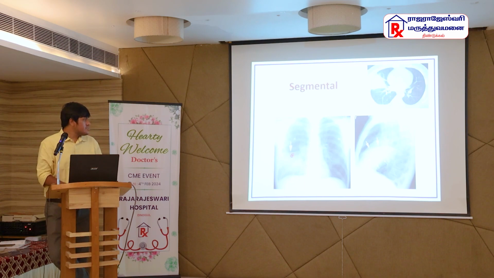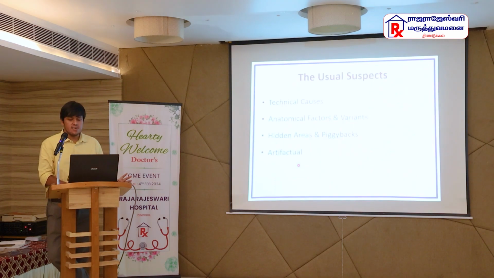The next pattern is segmental. The opacities could involve a particular lung segment alone. That could be seen like this in pneumonias, or in segmental collapses, or in tumors obstructing a particular segmental bronchus. Segmental collapses may be present. Such obvious findings we will appreciate easily actually.